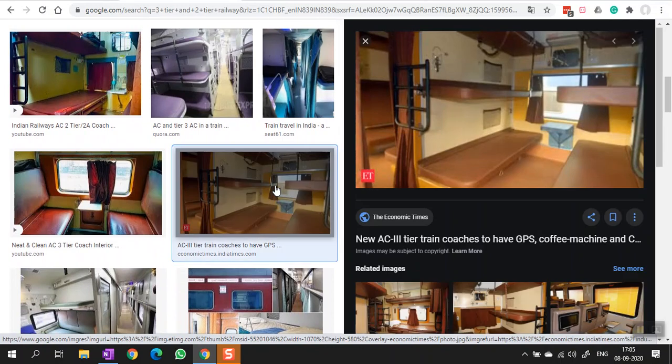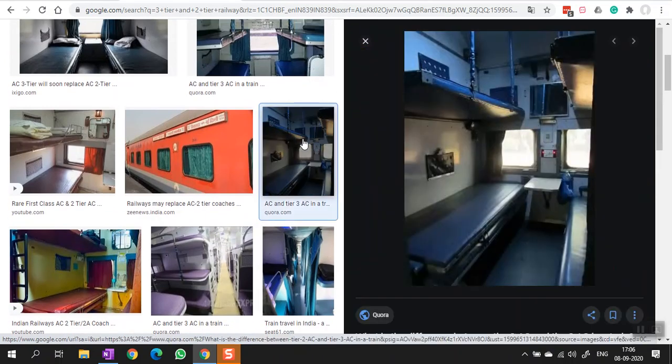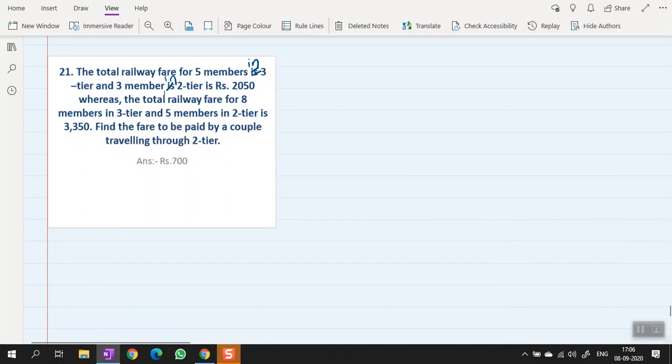Yeah, like this. This is 3 tier. One person sleeps at the top, one in the middle, and one at the bottom. This is a little bit more packed, a little cheaper, but more packed. So that is 3 tier, and 2 tier is, as I showed you just now, this one. So they are giving some relation regarding the fare in 3 tier and 2 tier railway fare. Okay, now you understand what is 3 tier, 2 tier. Let's proceed with the question.